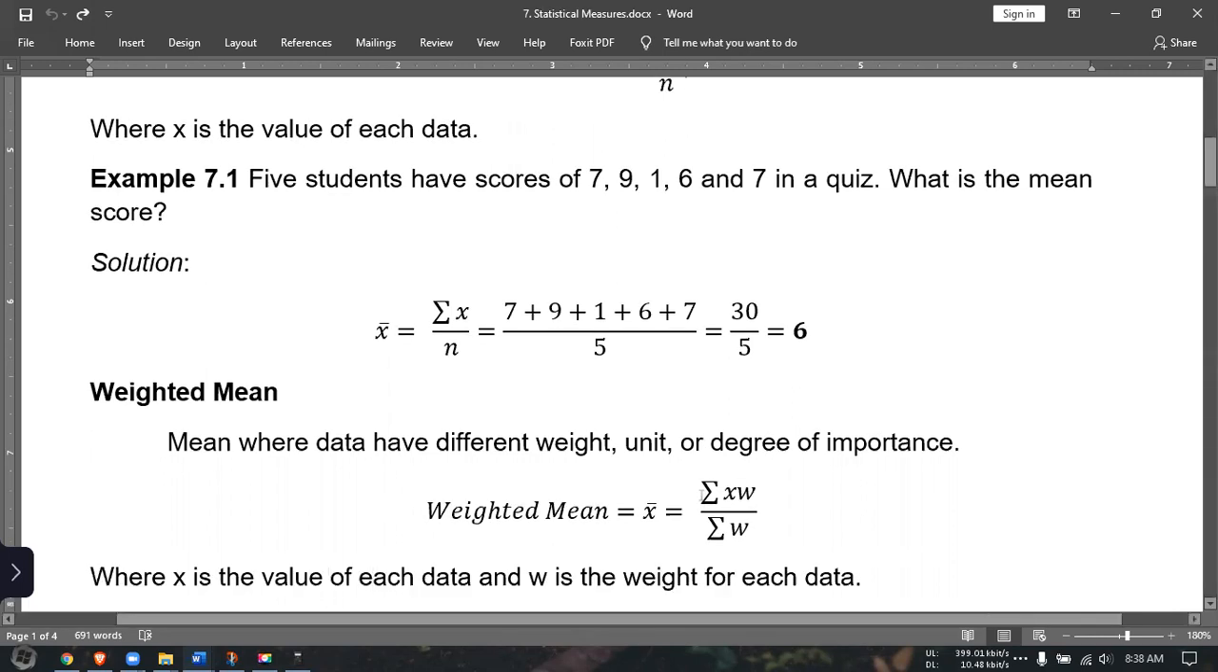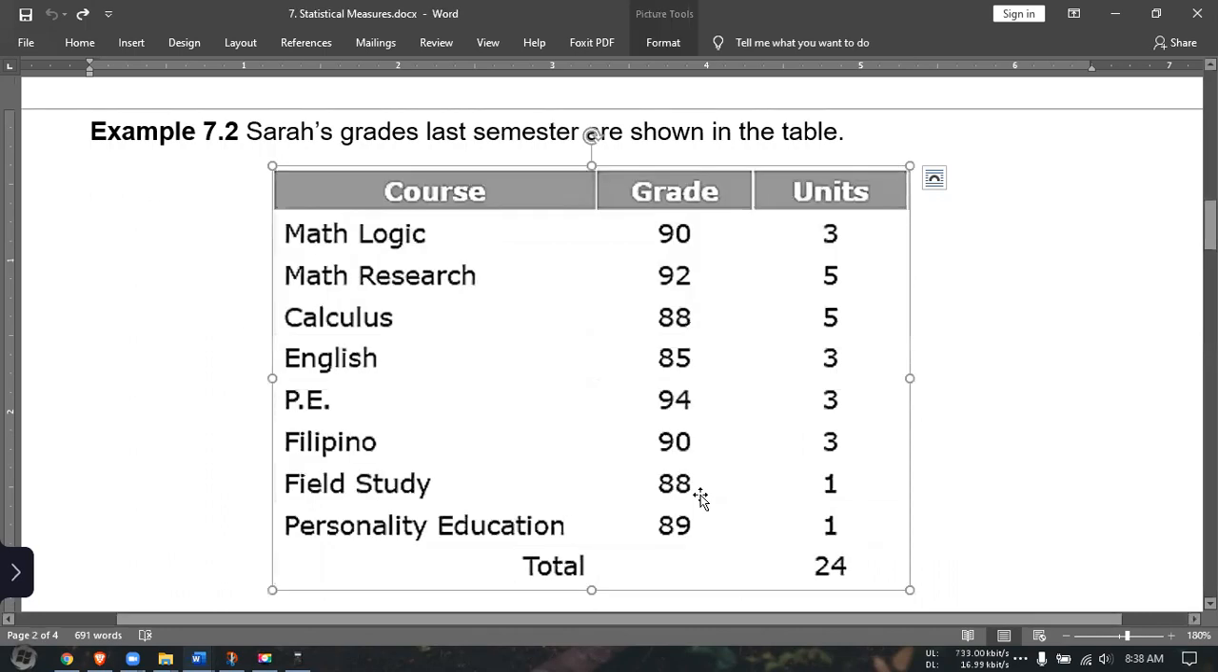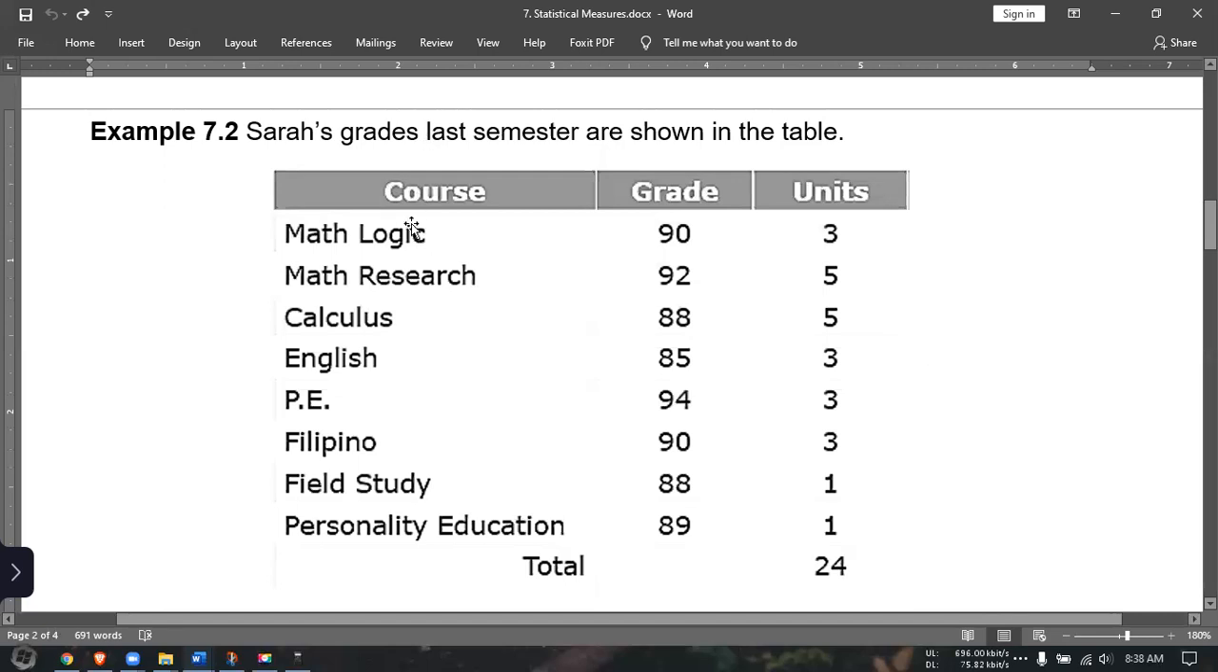For example, Sarah's grades last semester are shown in this table. You have her courses: Math Logic, Math Research, Calculus, English, PE, Filipino, FS, Personality Education, and her grades: 90, 92, 88, 85, 94, 90, 88, 89.